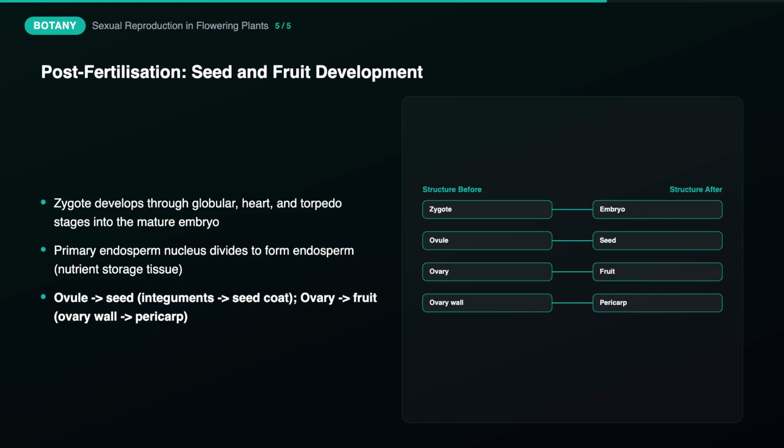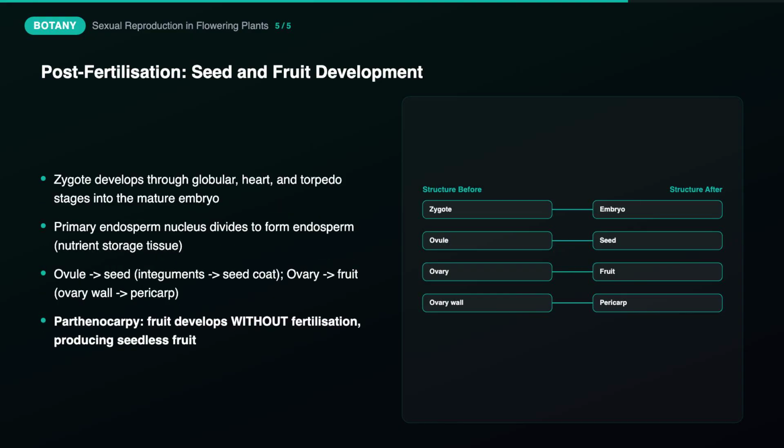The ovule as a whole develops into the seed, with integuments hardening into the protective seed coat. Meanwhile, the ovary wall develops into the pericarp, the fruit wall, and the entire ovary matures into the fruit, which protects the developing seeds and often aids in their dispersal. In some species, fruit can develop without fertilization at all, a phenomenon called parthenocarpy, producing the seedless fruits, like some bananas and grapes, that we eat.